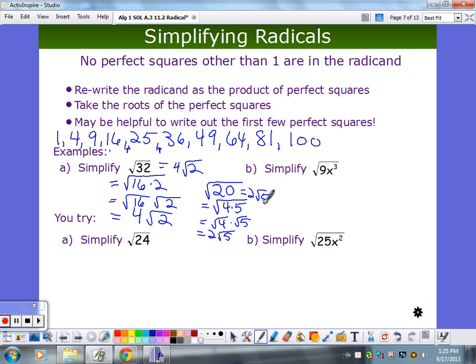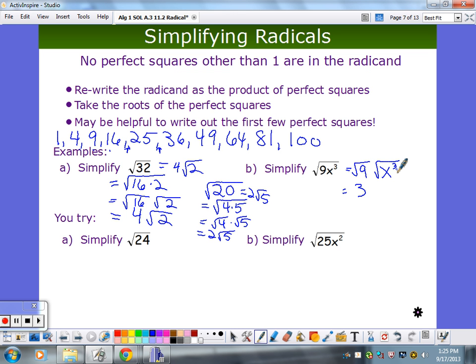Let's look at this guy here. Now this one has variables. At first variables are going to look hard, but after a while variables become easier than the numbers. So let's see what we got here. I've got the square root of 9x cubed. I have a rule that says if you have a product, you can break them apart, so let's do that. Break apart the number and break apart the variable. Oh, I know what the square root of 9 is. What's the square root of 9? 3.